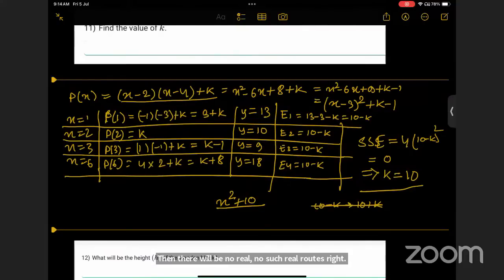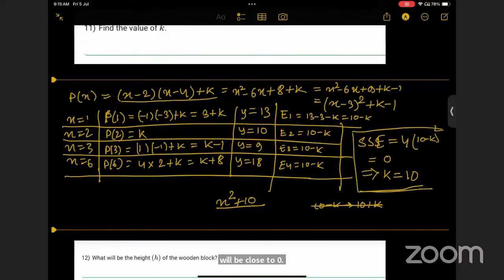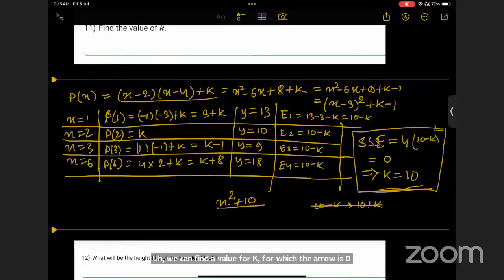In that case, we can find the exact value for which this is 0, or we can find something for which the error will be close to 0. Here, we can find a value for k for which the error is actually 0. So this is the best fitting, right?